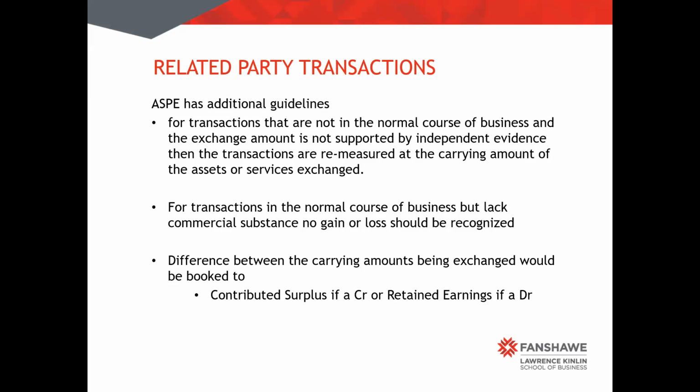ASPE has additional guidelines for any transactions that aren't normal for the business and where there's independent evidence to support that transaction. Those transactions are then remeasured at the carrying amount of the assets. For any transactions in the normal course of business that lack commercial substance, no gain or loss should be recognized. So if there's a transaction that had a gain or loss and it's a related party, you would have to adjust your entry accordingly. That difference would be an adjustment to contributed surplus or retained earnings: either reduce retained earnings or increase contributed surplus if there is a gain or loss.